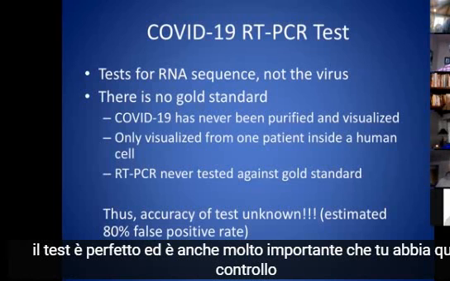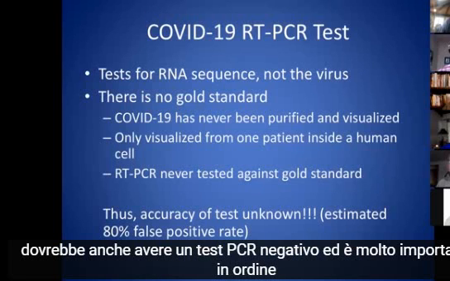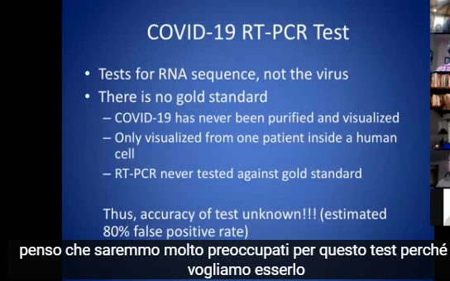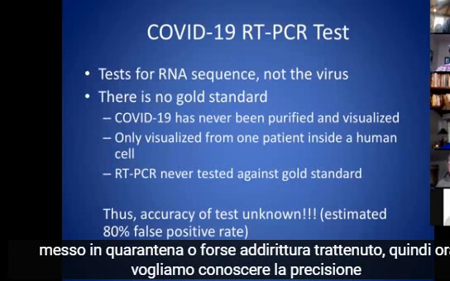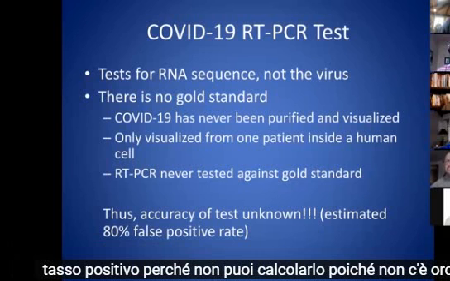And that is really critical because it would allow you to determine or calculate an error rate, because no test is perfect. It's also very, very important that you have that control group, because that control group would not have the virus present at all and should have a negative PCR test. And that's very important in order to help you calculate these error rates. So one example of a type of error that I think we'd be very concerned about with this test, because we don't want to be mislabeled as being positive for this alleged virus and then risk being quarantined or perhaps even detained. So we want to know the accuracy.